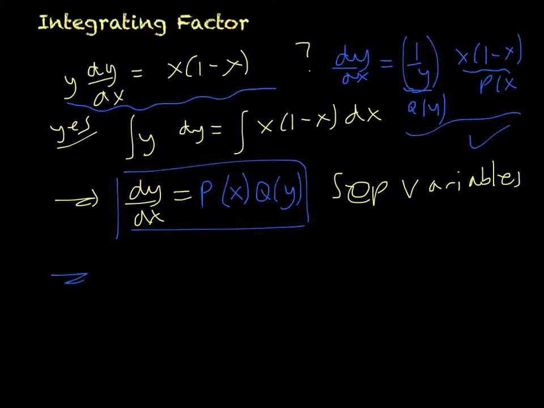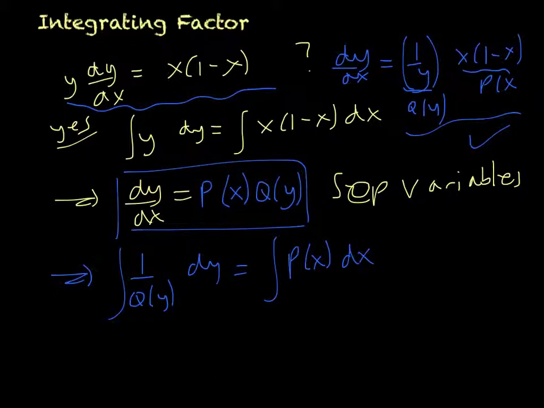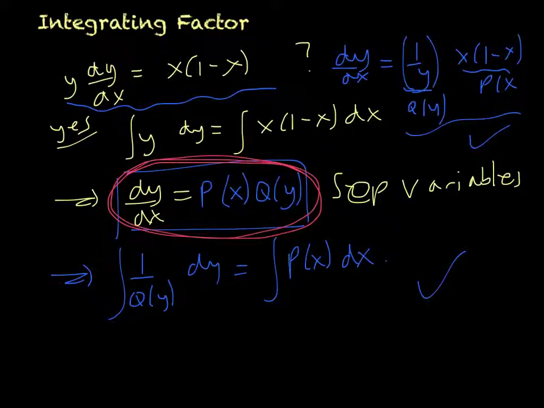And of course, if we were to carry on with this, we get 1 over q of y dy integrated with respect to y, and then our p of x integrated with respect to x. So this is normal. I recommend that you always try and get your differential equations in this form first, that way, dy by dx equals first, and then you can assess, is this a separation of variables problem, or is this something else, which is what we're going to go on to now.